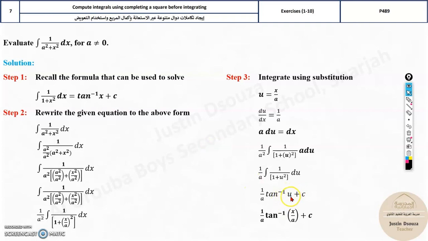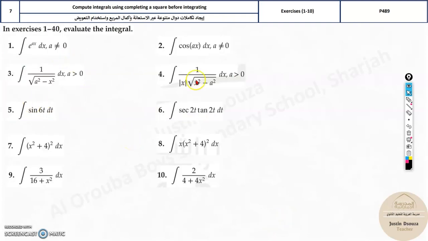But we are not over. This is tan inverse u, but what did we substitute u as? x by a, so we resubstitute it back, and this is the answer. So this is how we get this answer. So now over here in these problems, you can see all this. Just do the same thing and then you can easily solve it.